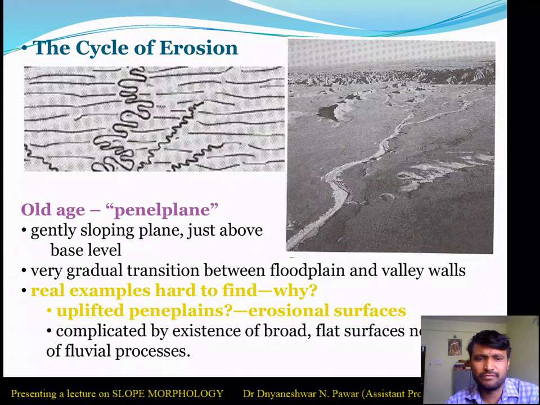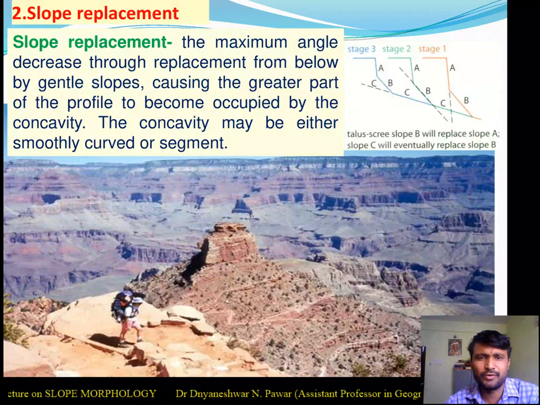Slope replacement. The maximum angle decreases through replacement from below by gentle slope, causing the greater part of the profile to become occupied by convexity. The convexity may be either smoothly curved or segmented. Slope replacement was developed by Penck. The slope maximum angle decreases in the greater lower slope. Waxing slope will be replaced by free face, replaced by constant slope, which will be replaced by waning slope.